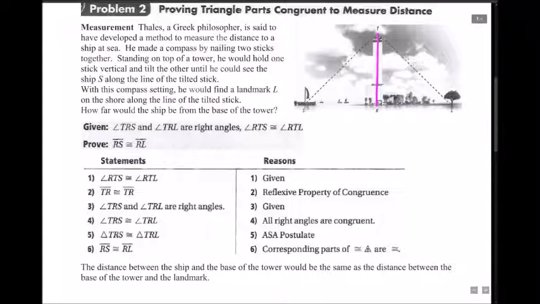Okay? And he had one of his little unpaid interns out here. And he knew that the tower was perpendicular, right, to the ground. And he would take a stick and tilt it until he could see his unpaid intern down here. And that would give him an angle here.